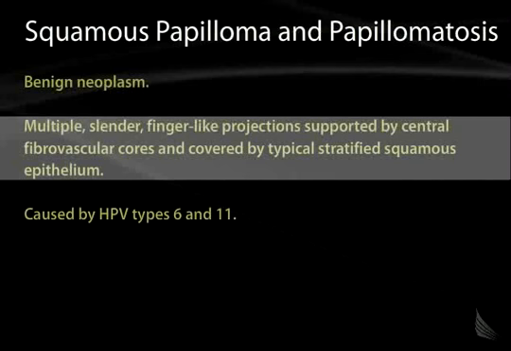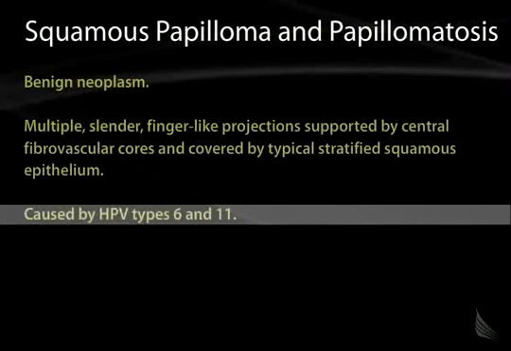However, the association for the squamous papilloma and papillomatosis here in the vocal cord is with the more benign versions of this virus, such as HPV 6 and 11, not the more malignant forms of the virus associated with things such as cervical cancer, types such as HPV 16, 18, 31, and 33.